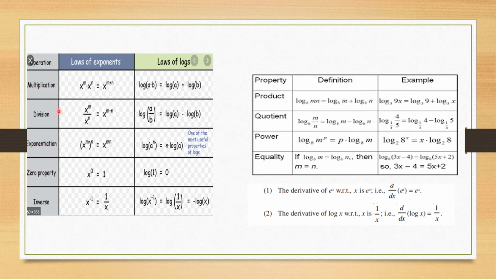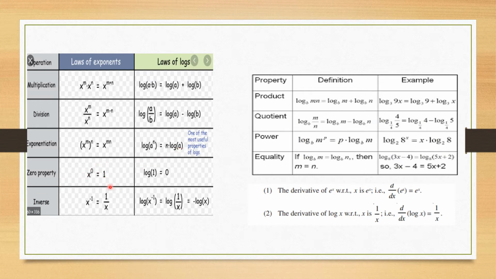For division, x raised to power m upon x raised to power n is equal to x raised to power m minus n. This was the law of exponents. Now for logs, log of a upon b is log of a minus log of b, numerator minus denominator. x raised to power m whole raised to power n can be written as x raised to power mn, which means these powers are multiplied. Now, this is a very important property of log, that is log a raised to power n is equal to n times log a.